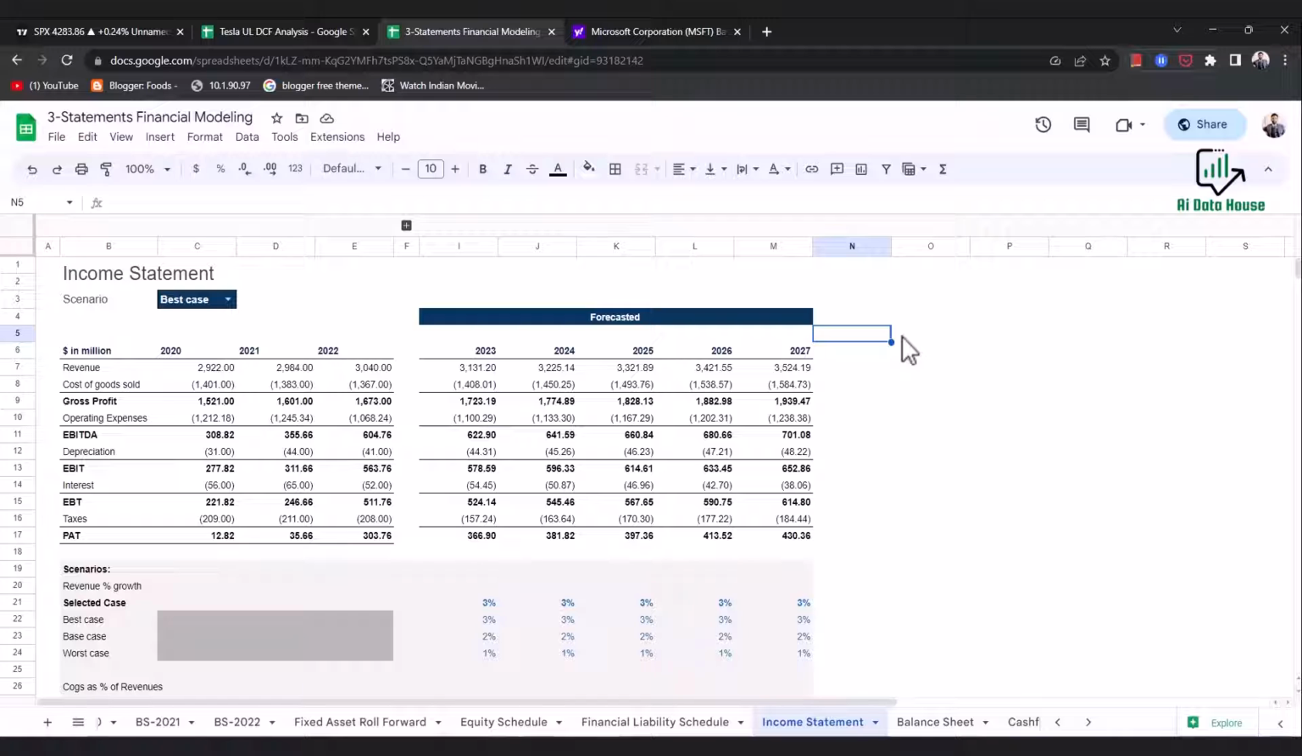The income statement, also known as the profit and loss statement, presents a company's revenues and expenses. Here you can see revenues, expenses, and the resulting income over a specific period. It helps us understand the company's profitability and assess its ability to generate profits.